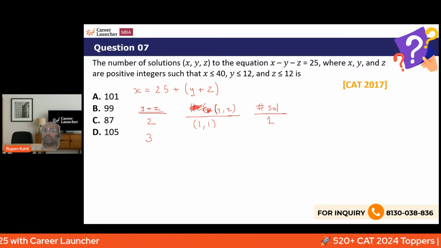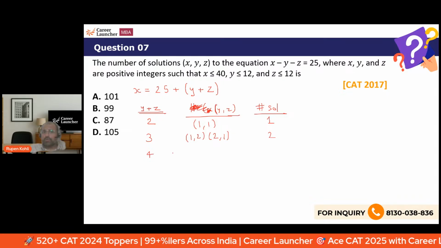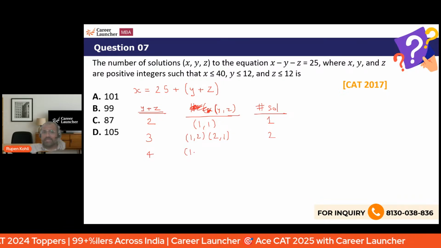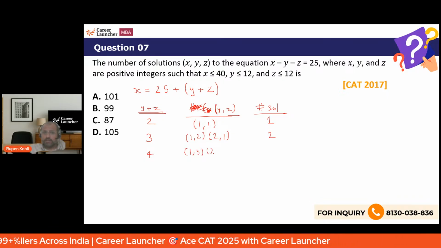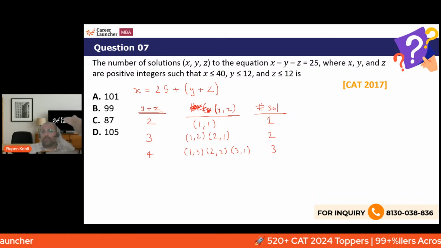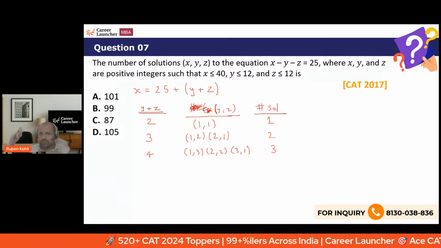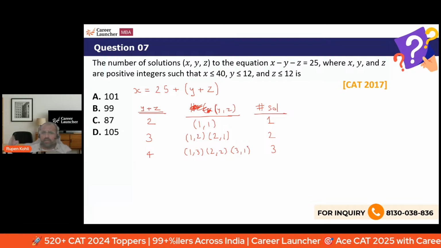If so, y plus z can only increase further. When it is 3, how many solutions will we have? y and z can be 1 and 2 or 2 and 1. Obviously they are ordered solutions, so 2 solutions. When it is 4, y and z can take the values 1 and 3, 2 and 2, 3 and 1, 3 solutions. I hope you can understand the point. As we are increasing the value of y plus z by 1 every time, we are getting exactly one more solution. This pattern is bound to continue.